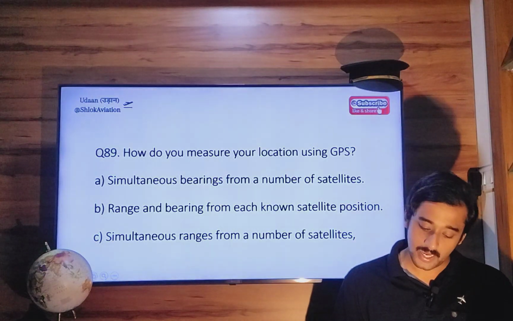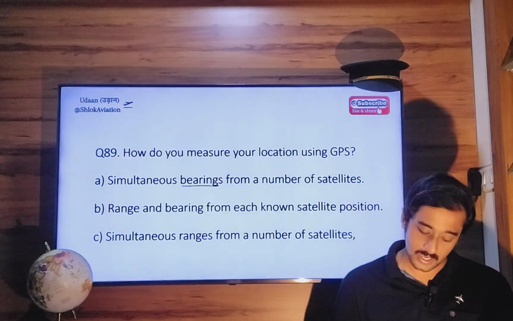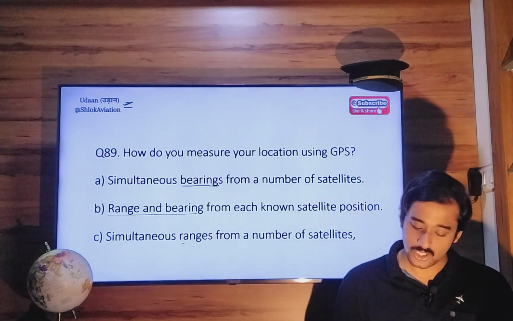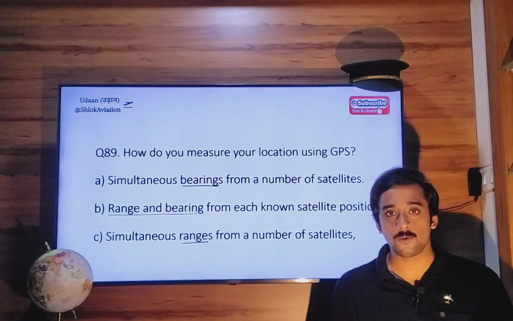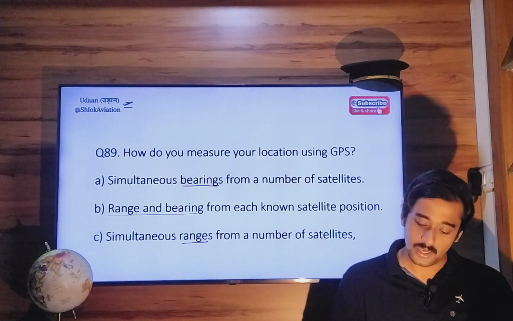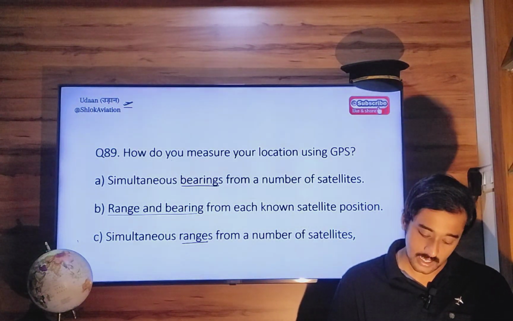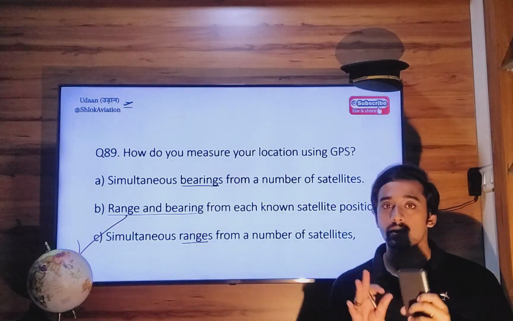How do you measure your location using GPS? Simultaneous bearings, range and bearings, simultaneous ranges. So if you look at the principle of operation of GPS, GPS gives us location by measuring simultaneous ranges from a number of satellites.